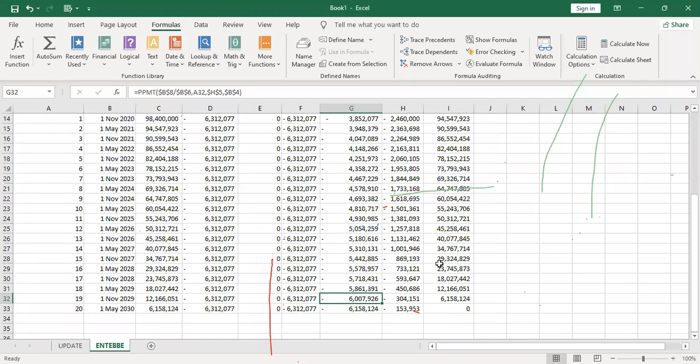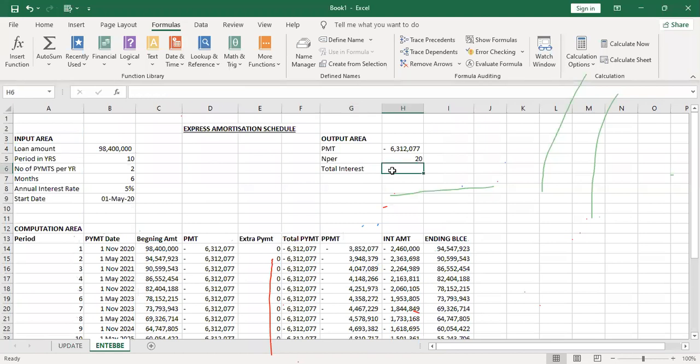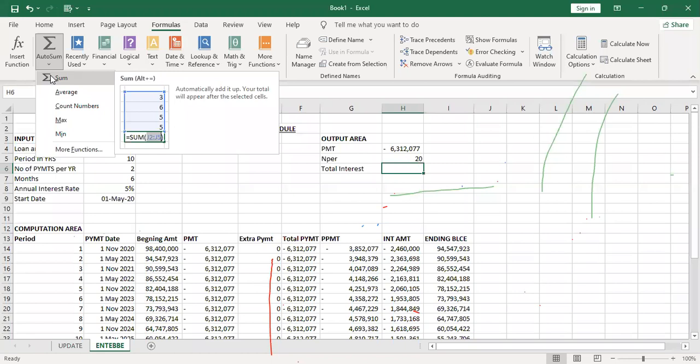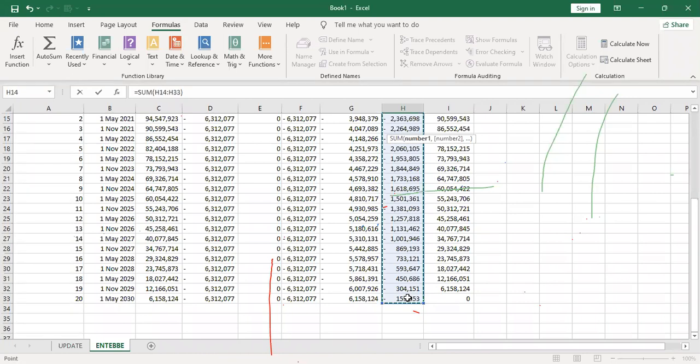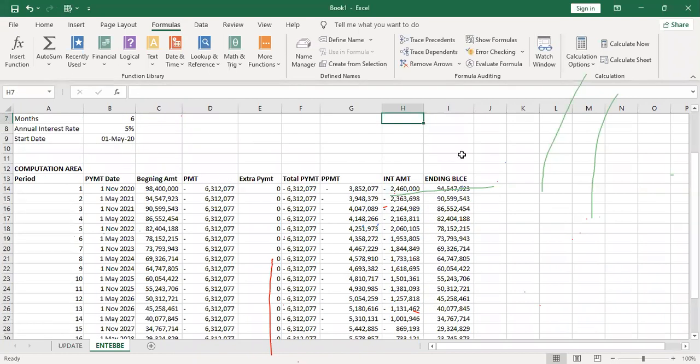Yes. So let us repeat that and then we proceed because it is needed in the next item. Okay, go to where there is total interest. Let me delete this. So delete that, press the cursor where there is total interest. Then click on formulas, auto sum, sum. Now go and highlight all of the interest amount values, and then press enter. So now this is your total interest.